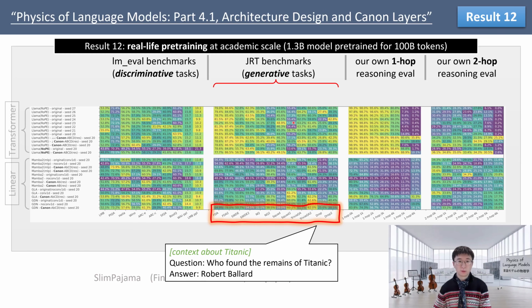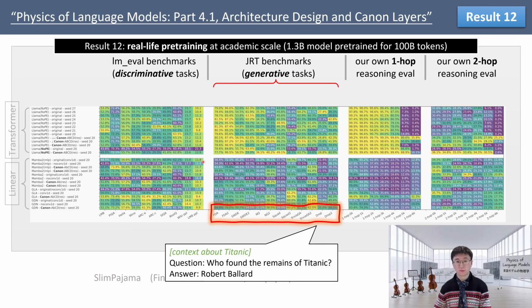The second group of tasks is the set of generative tasks. For instance, I can give the model a context about the Titanic, and then ask a question like, who found the remains of the Titanic? And the model has to correctly answer the name word by word, that is Robert Ballard. This is generally a harder task than the one to the left, because the model has to perform this answer word by word.